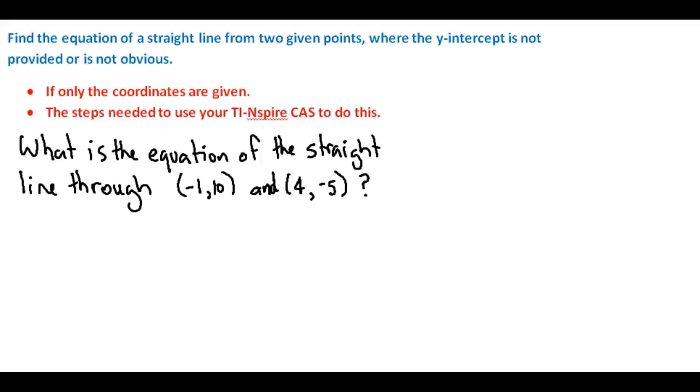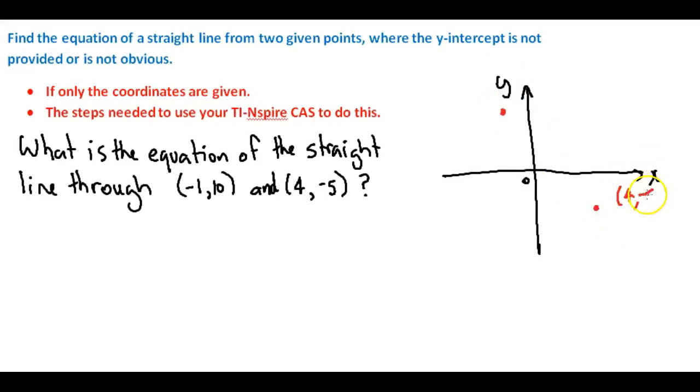Here's our question. What's the equation of a straight line that goes through the coordinates (-1, 10) and (4, -5)? The first thing I would do is sketch the situation, rather than use a formula. Okay, so now let's look at the gradient. The gradient here is negative because it's going down to the right, so we make that decision first.